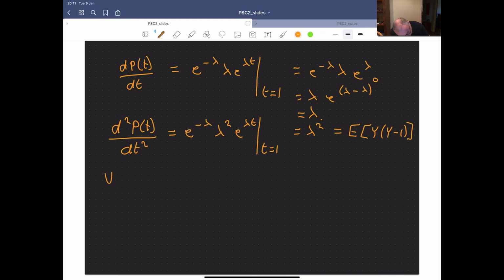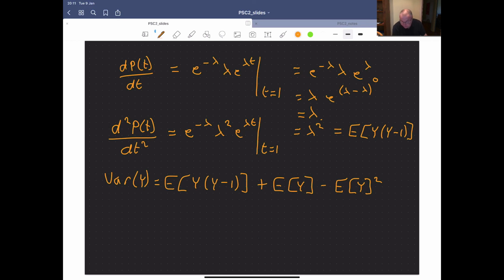So now we need the variance to put it all together. The variance of y equals the expected value of y times y minus 1, and if you expand that out, that would be the expected value of y squared minus y. So if I add the expected value of y and subtract the expected value of y all squared, that will give me my variance, because the variance is the expected value of y squared minus the expected value of y all squared. Substitute in, you've got lambda squared plus lambda minus lambda squared, which equals lambda. Same as we got before.